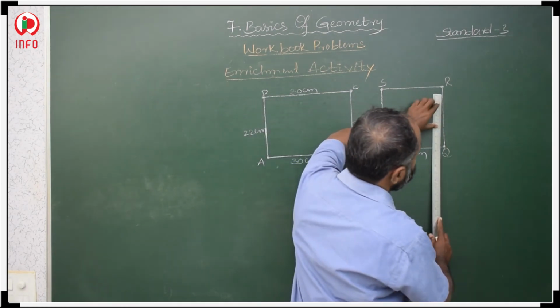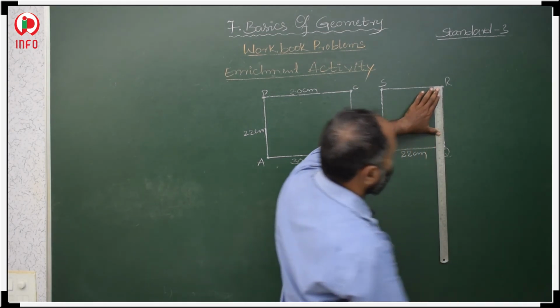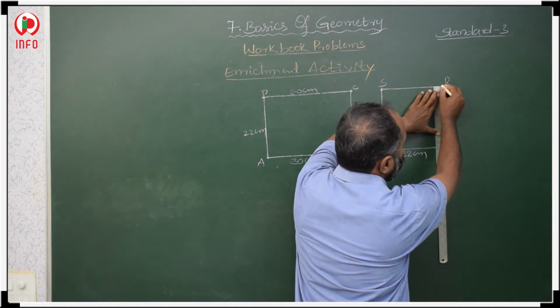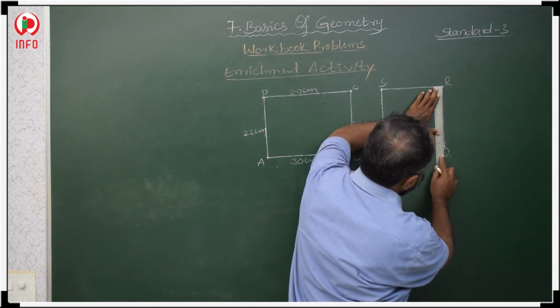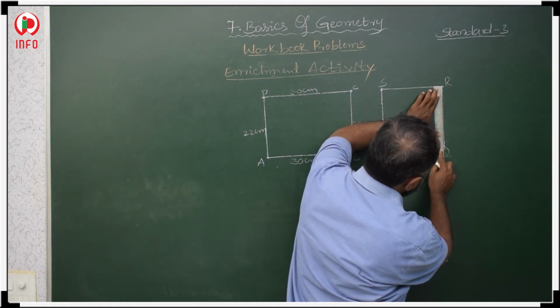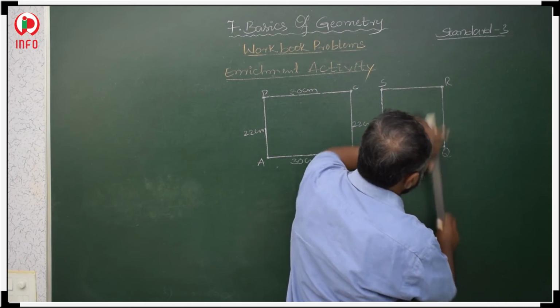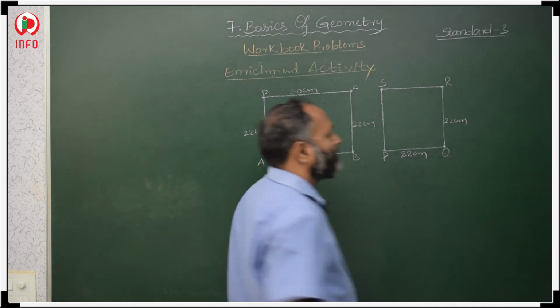So we have to keep our ruler vertically. This 0 should overlap with R, and then we see where the second point is. It is at 22, which means the QR length is also 22 centimeters.